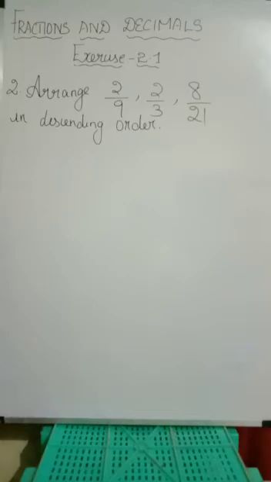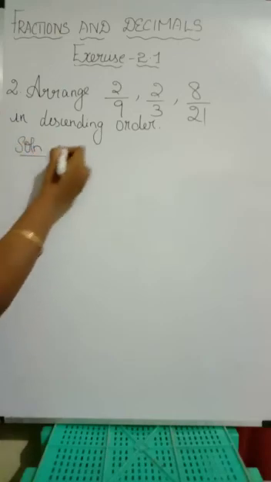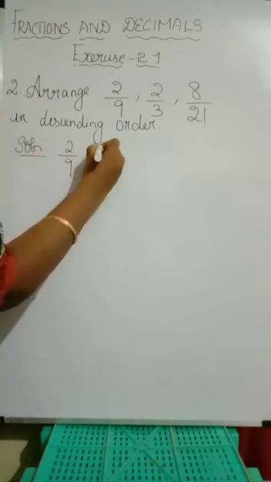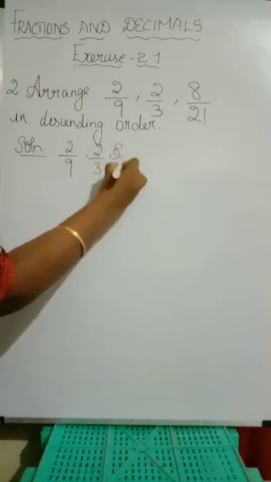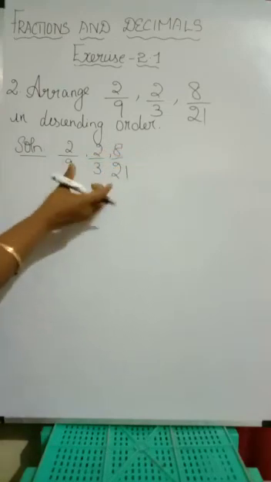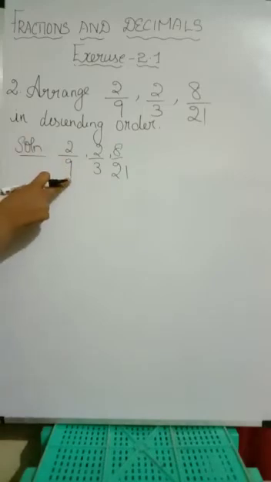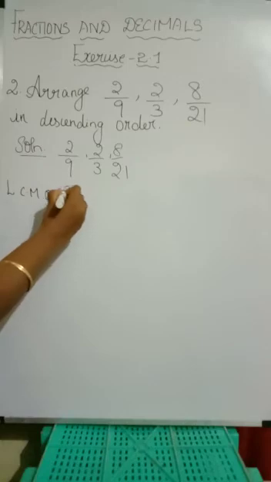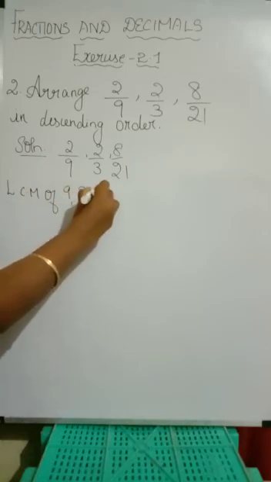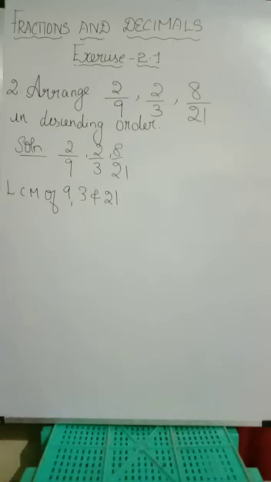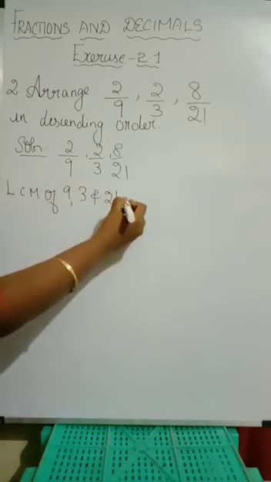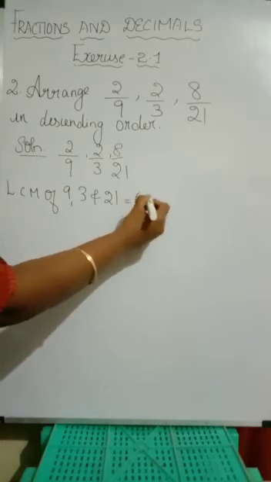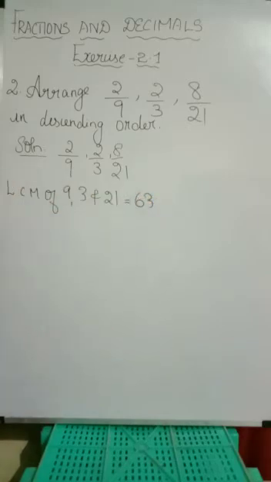So for that, what is the procedure? So what is the question here? Solution. 2 by 9, 2 by 3, 8 by 21. So these are the fractions we have to write in descending order. It is not possible because they are unlike fractions. For that, convert into like fractions, we can take the LCM. What is the LCM of 9, 3 and 21? The LCM is 63.